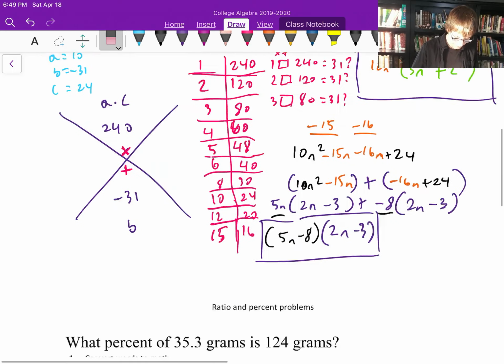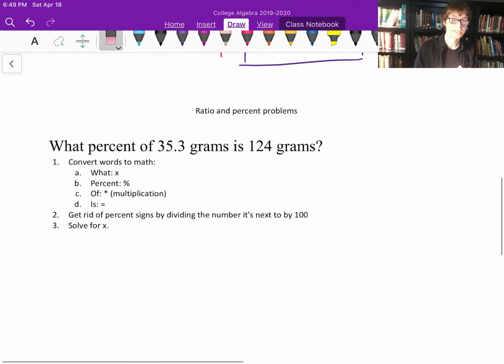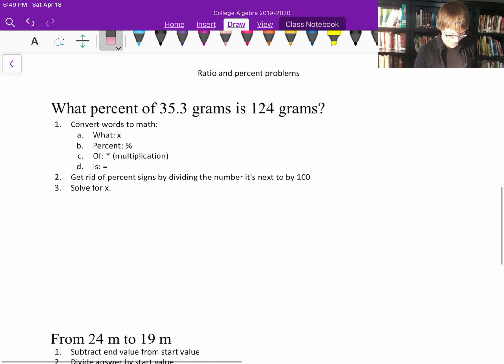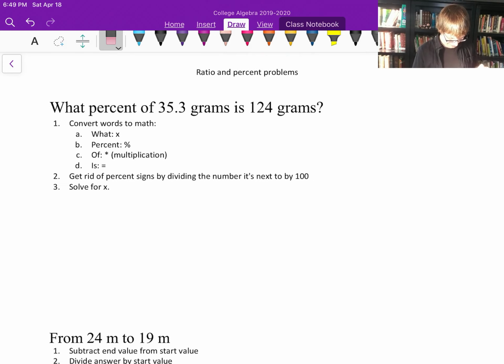Okay, let's move on to ratios and percents. This is a little bit different than what we were talking about before, but you might end up doing a little bit of factoring here and there, so I've presented it second. So let's look at it. It says, what percent of 35.3 grams is 124 grams?